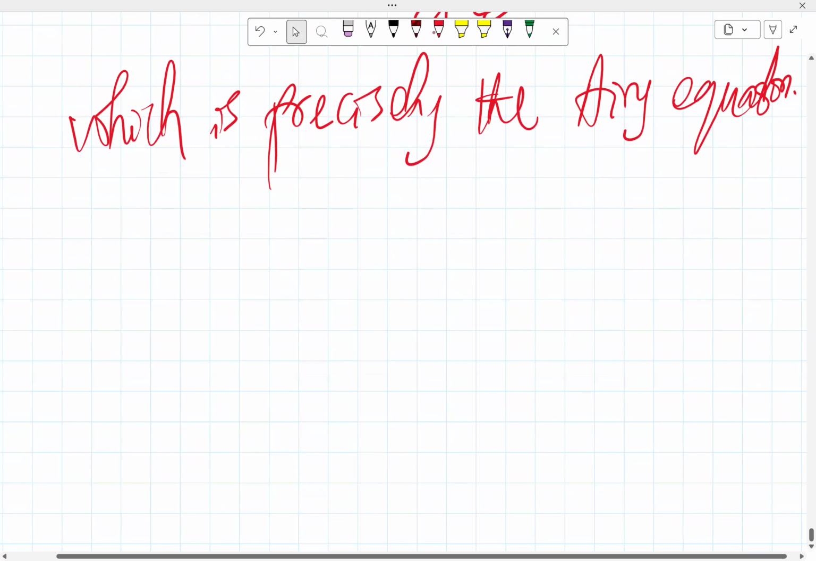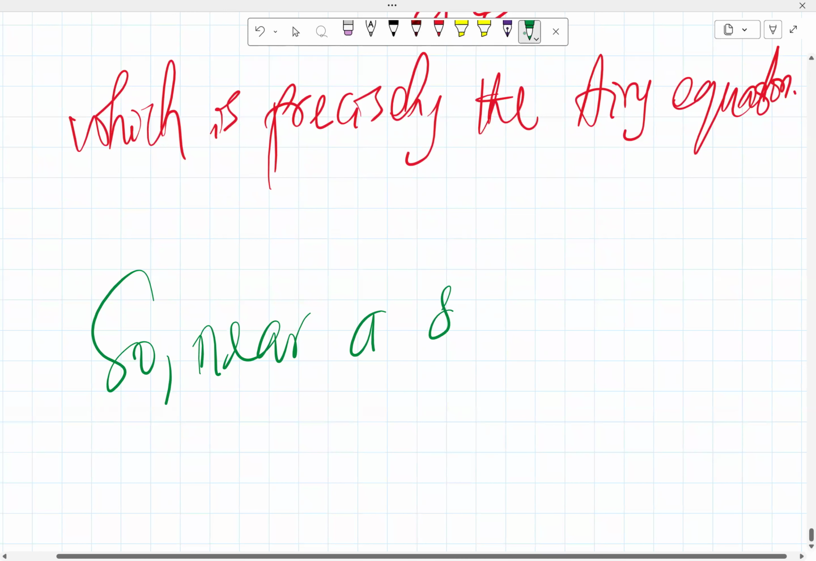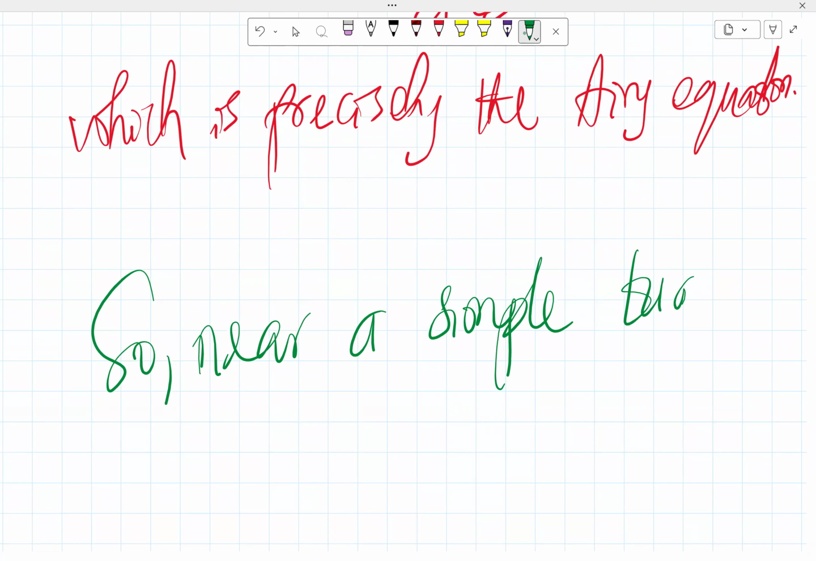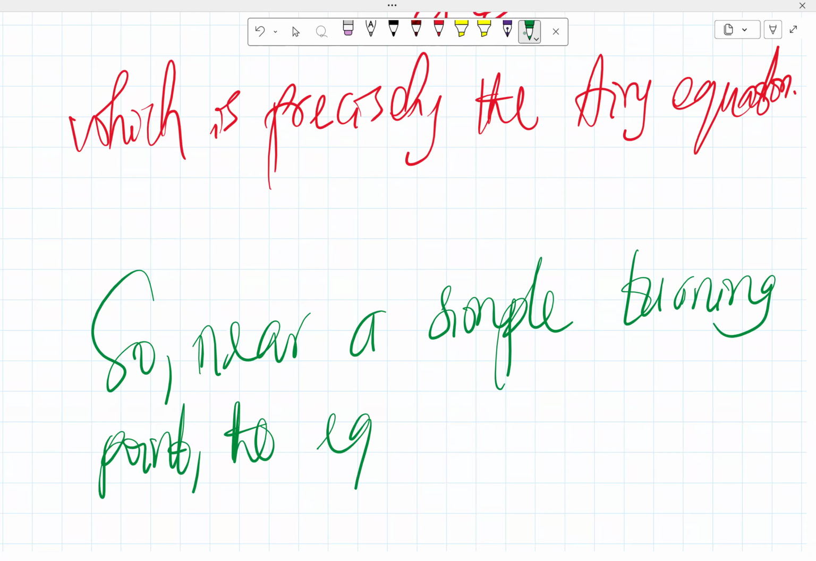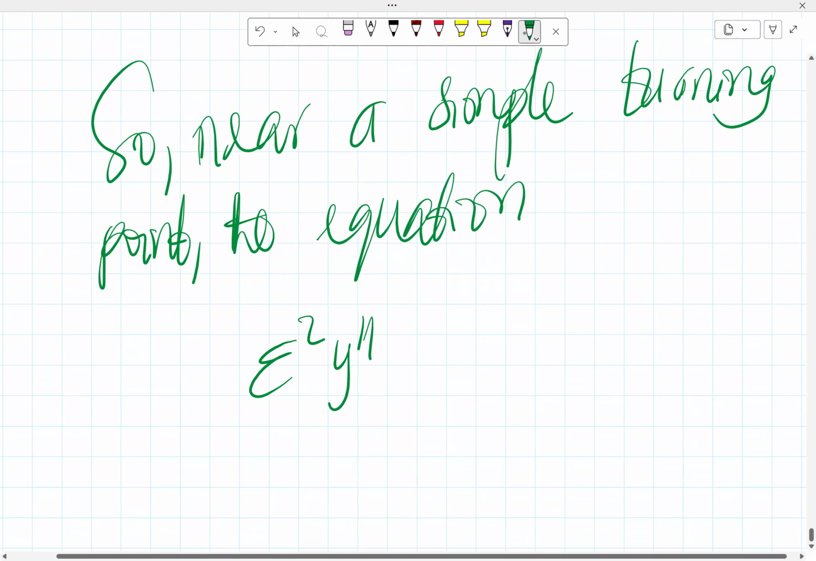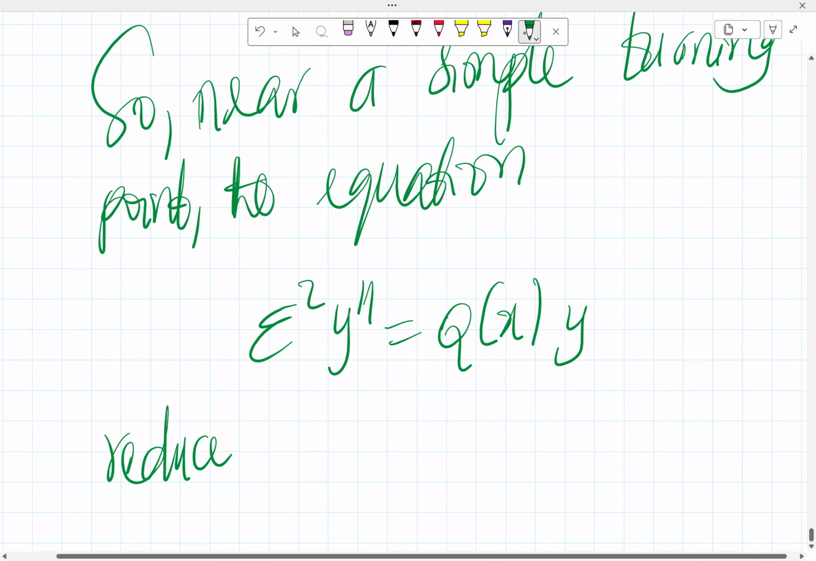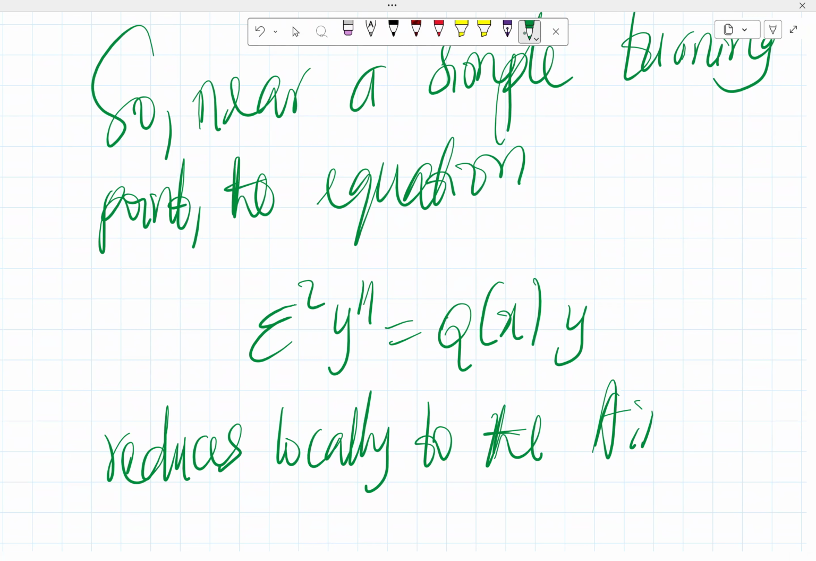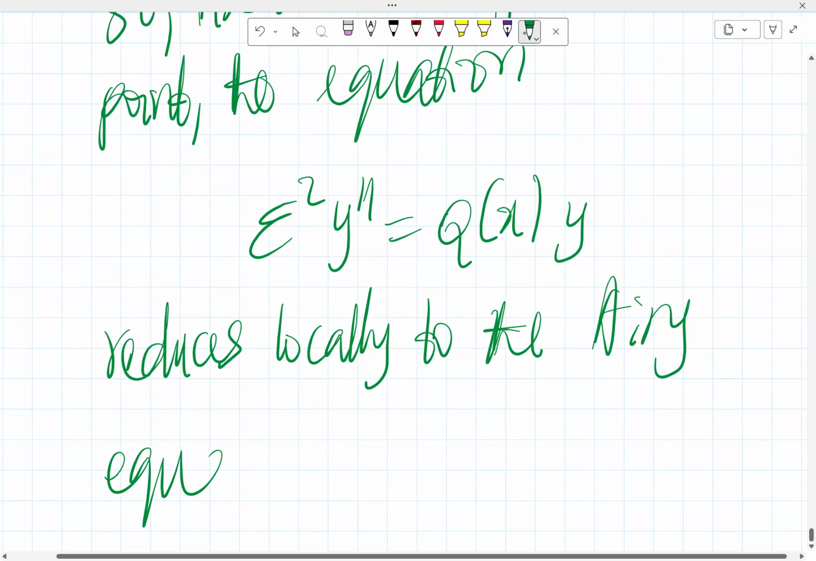So we can then conclude that near a simple turning point, the equation epsilon squared y prime prime equals q of x y reduces locally to the Airy equation.